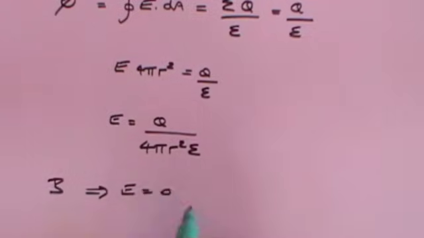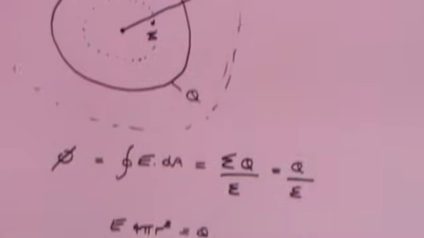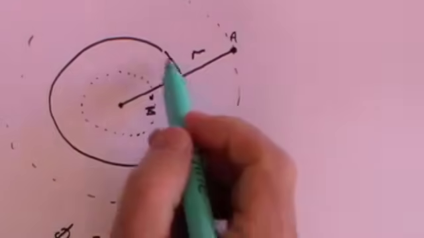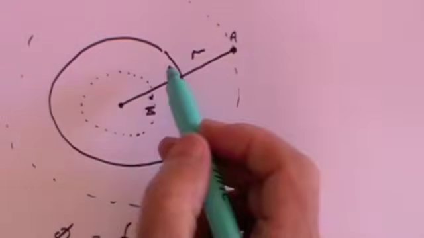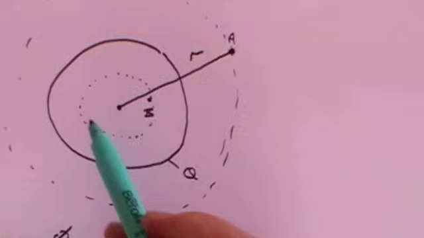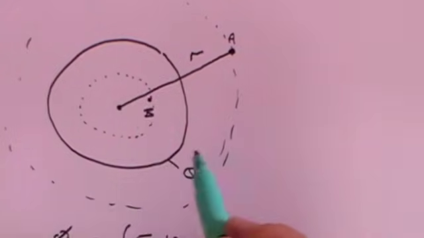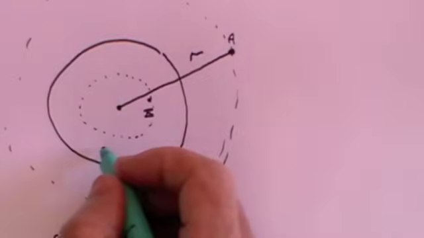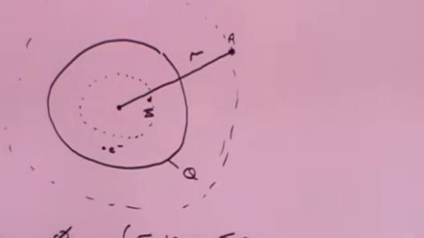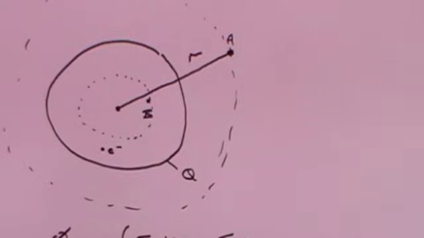And what Gauss's law is telling you is that if you've got charge on a sphere, inside that sphere there is no electric field at all. Which means that if you were to put, say, an electron there, it wouldn't move, because there's no E field, there's no force acting on it.